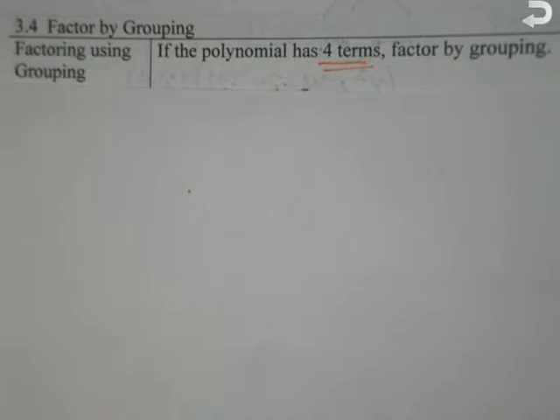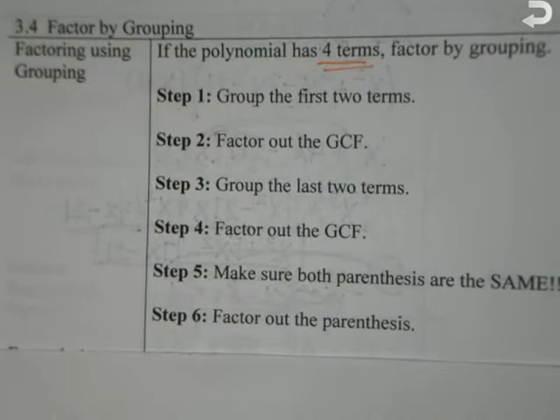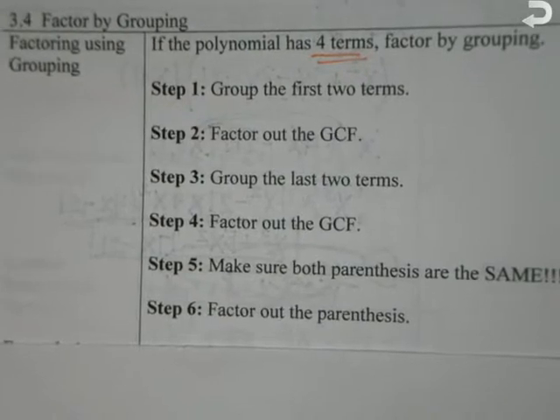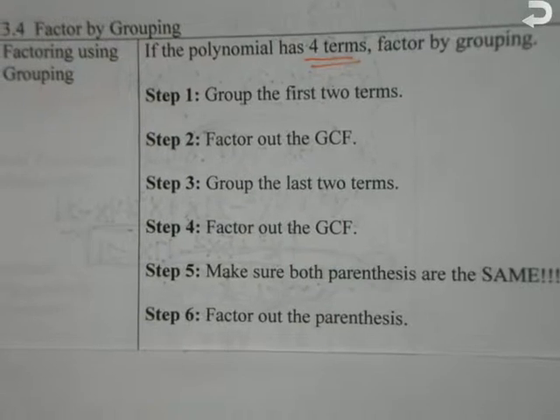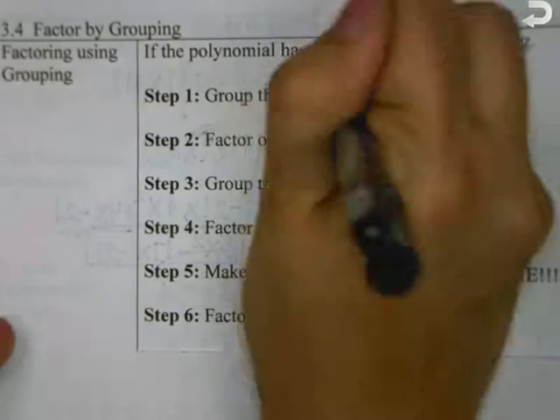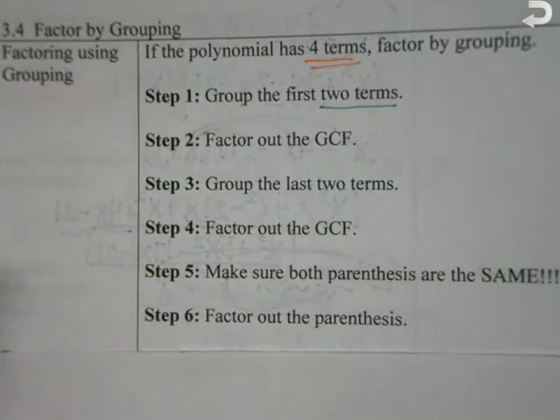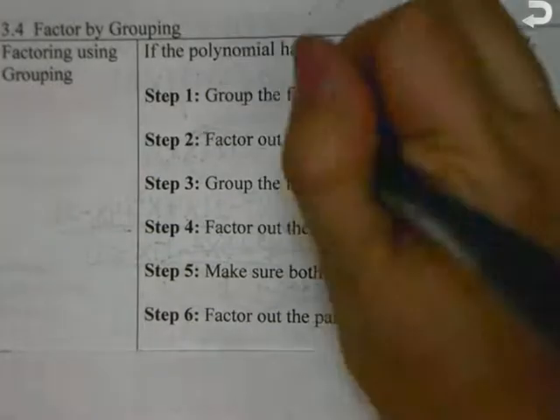Okay, so step 1. We are going to group the first 2 terms. So we are going to set all of the terms in order by exponent, and you're going to group the first 2. And there's going to be a GCF, I guarantee it. So you're going to factor out that GCF.